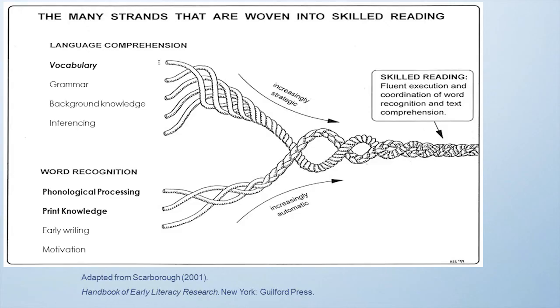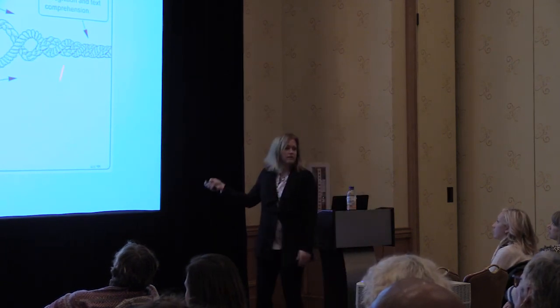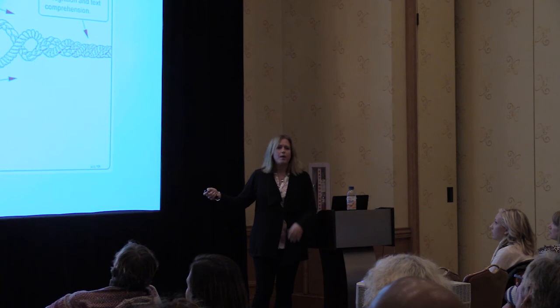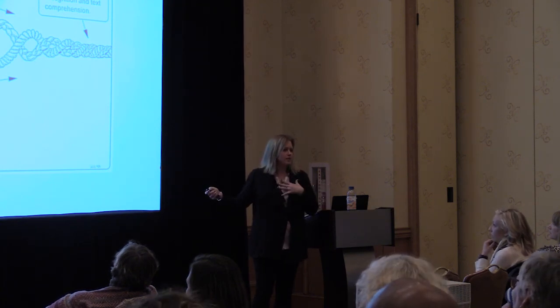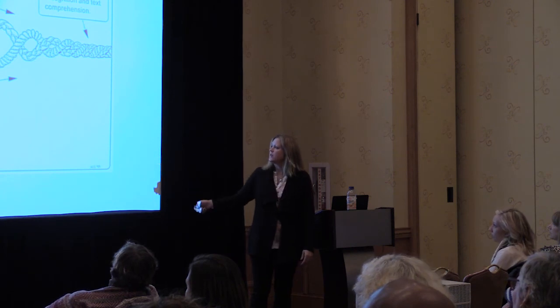This is early childhood, birth to 5. What's going on is kids are developing a whole bunch of discrete skills. Like vocabulary, grammar, background knowledge, inferencing, phonological processing, print knowledge, early writing, motivation. They're developing all these discrete skills that when the time comes, they're going to call on them in the integrative act of reading. Okay? So think about my daughter learning to drive. She's driving, right? She's cruising down 315. She's calling upon self-regulation. She's calling upon eye-hand coordination. She's calling upon patience. She's calling upon her understanding of the rules of the road. Does that make sense?